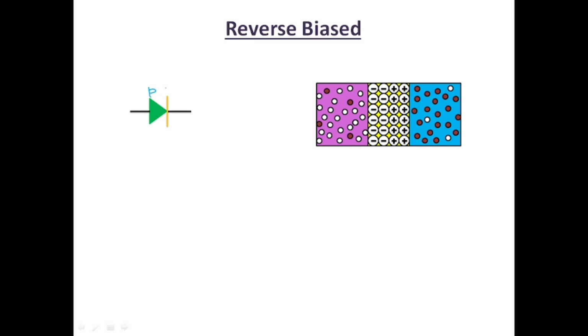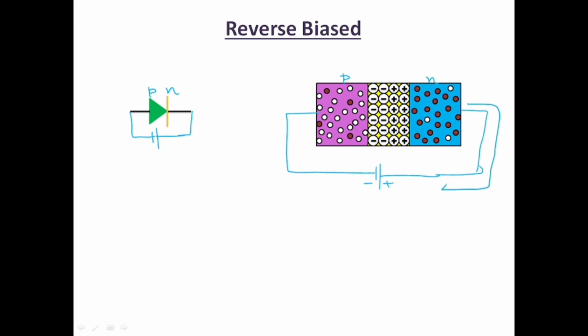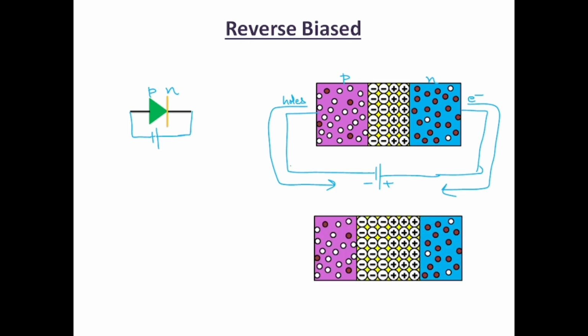Now next case, reverse biasing means connecting the negative terminal of the battery to P type and the positive terminal of the battery to N side. Here also, this positive terminal will try to attract the electrons from here. The negative terminal of the battery will attract the holes from here, and it will pull these holes away from the junction. As this happens, more ions will start accumulating across the junction and this depletion width will increase.